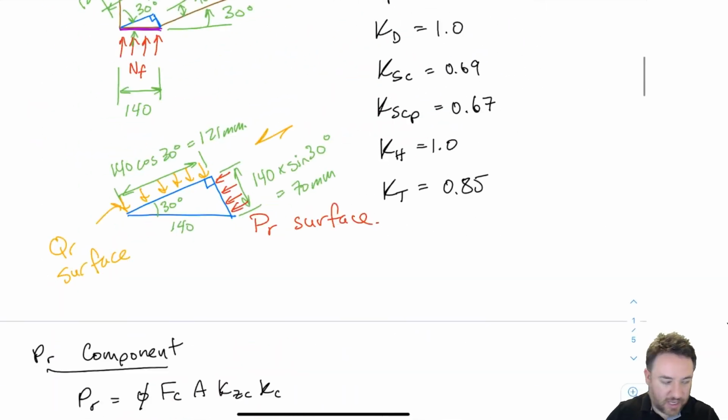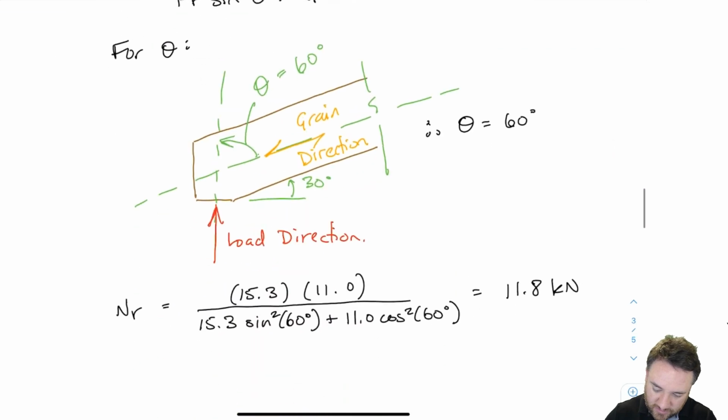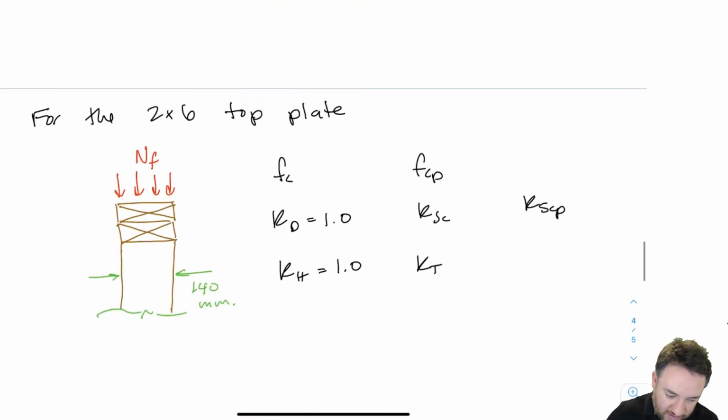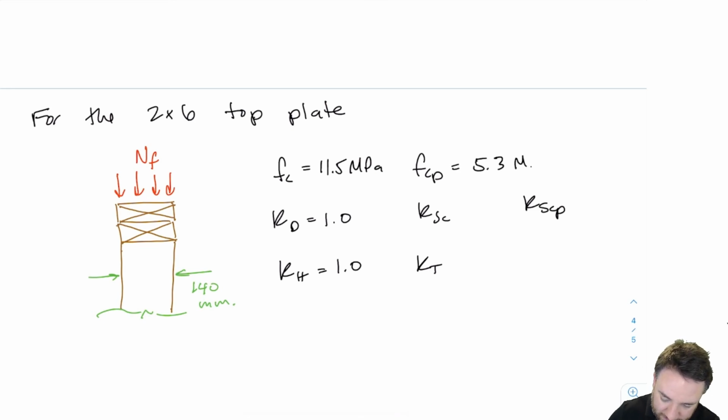Okay, so let's go back and fill those numbers in. FC is 11.5 MPa. FCP is 5.3 MPa. Okay, and these KSCP values all also happen to be the same. If you want to confirm that for yourself, you can go back to the tables. These are all the same as before.